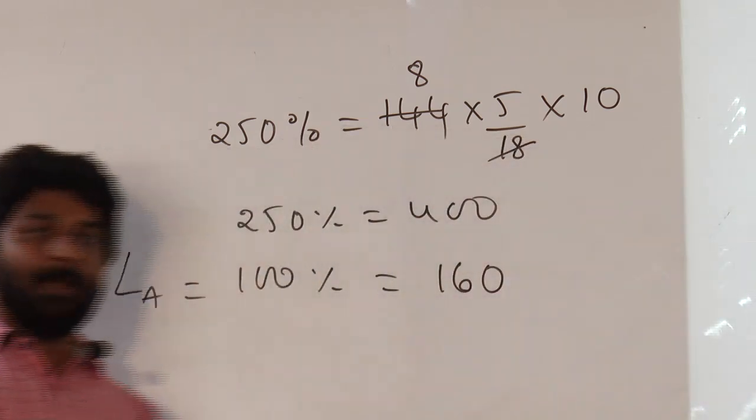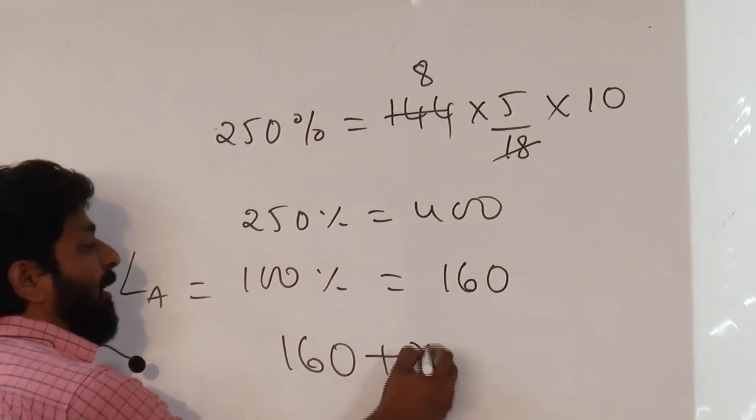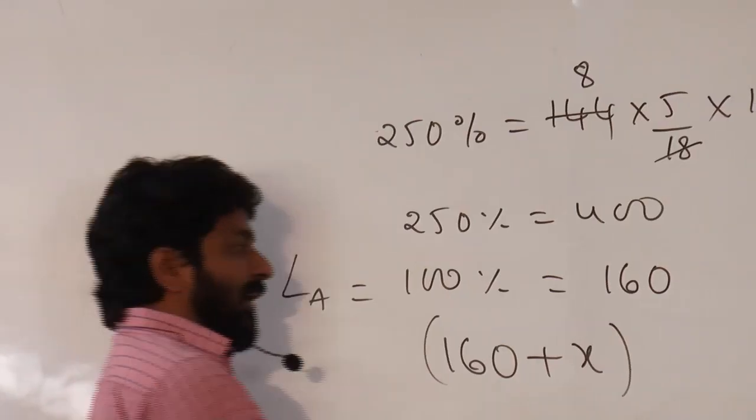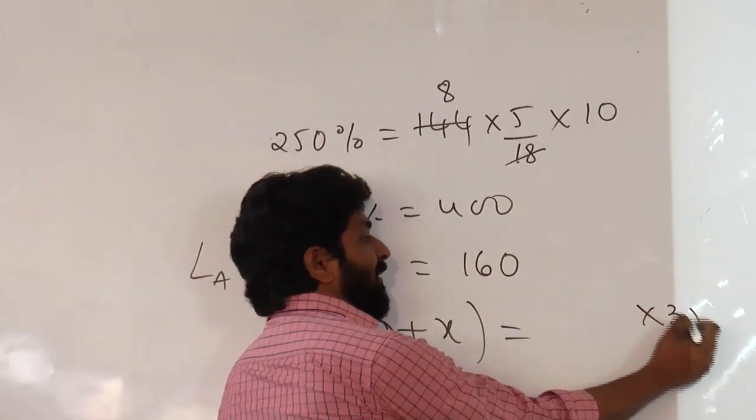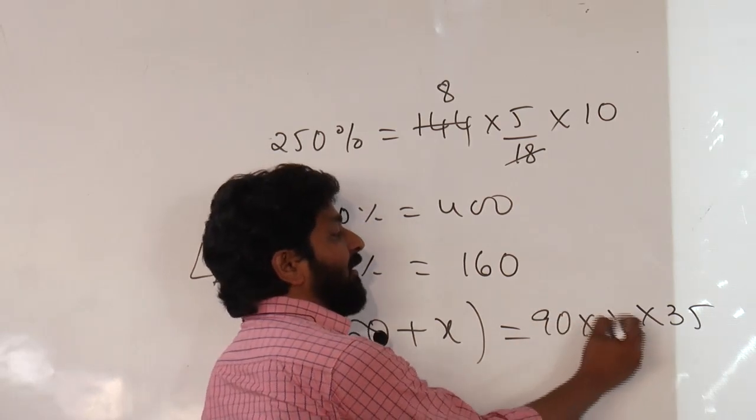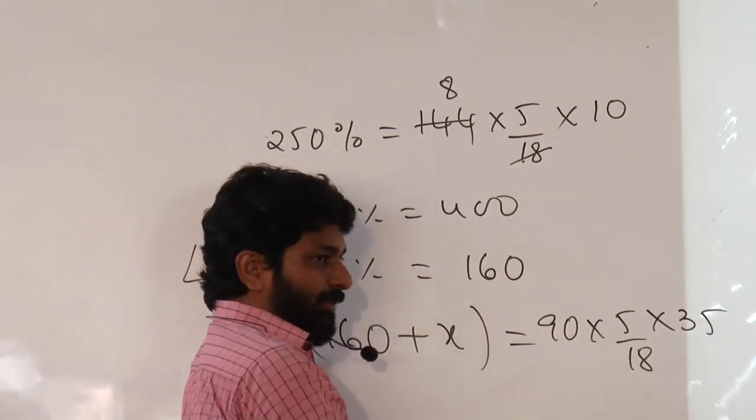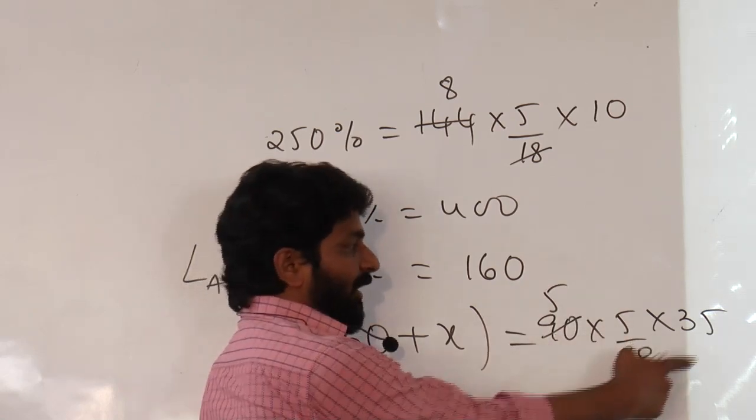If a train crosses a platform, distance will be equal to train length plus platform length, and that is equal to speed into time. In how much time? 35 seconds. Now only train A has speed, which is 90 km per hour. Convert it to meter per second by multiplying by 5 by 18. 18 5 times, 5 5 is 25, into 35.